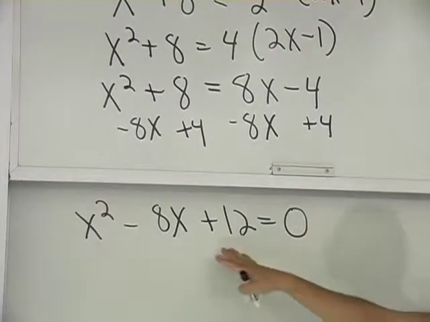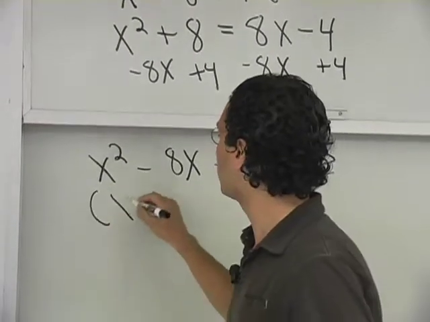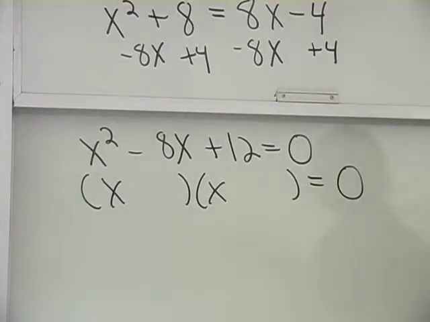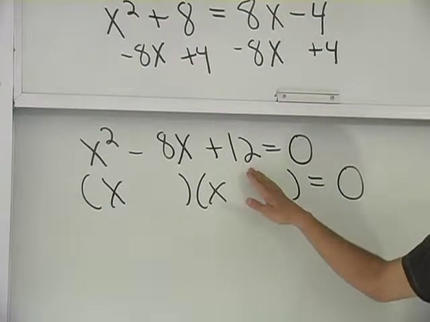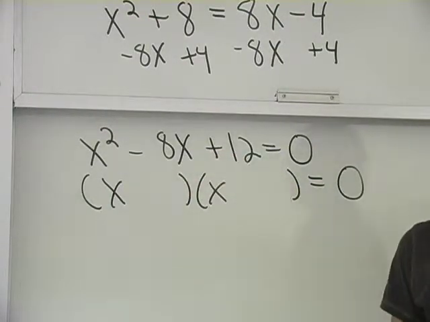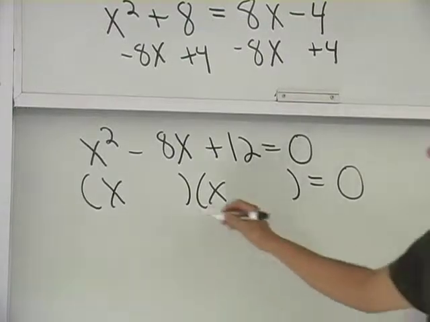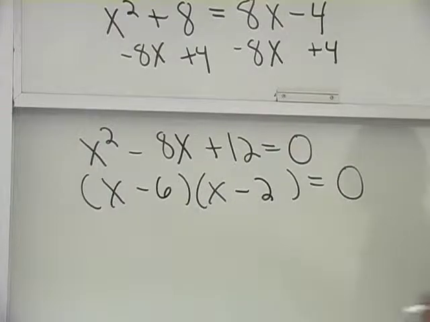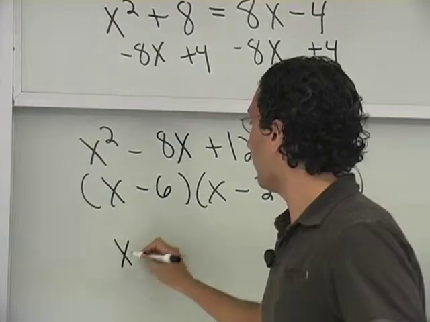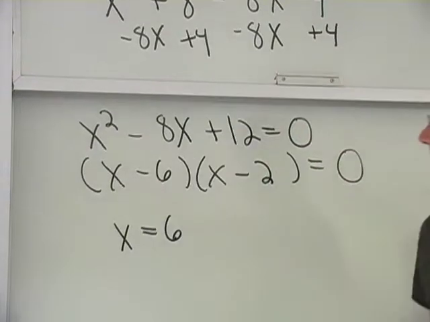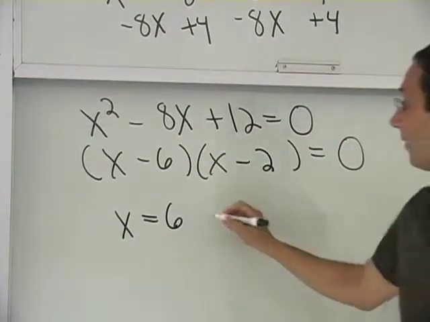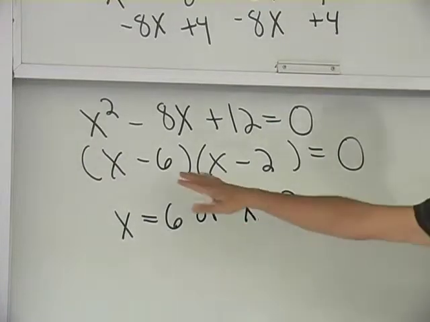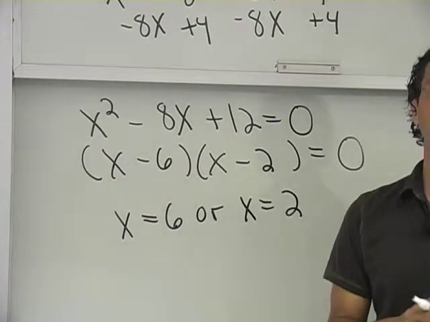OK, can we factor this? Can we think of 2 numbers that multiply together to give us 12 and add together to give us minus 8? Sure. How about minus 6 and minus 2? So this tells us that x could be equal to 6, or x could be equal to 2. In other words, I just found out where each of these guys was 0.